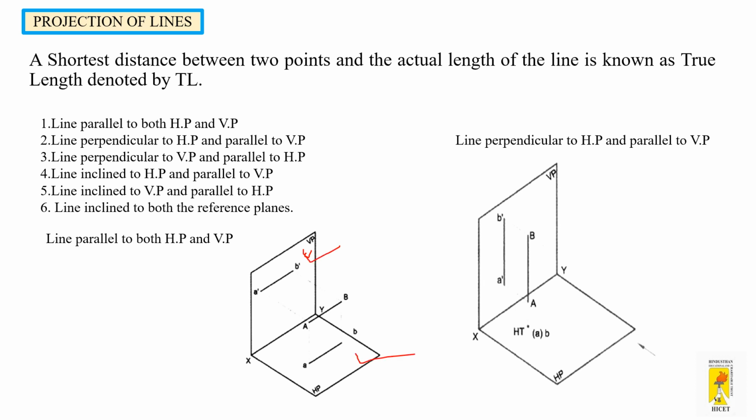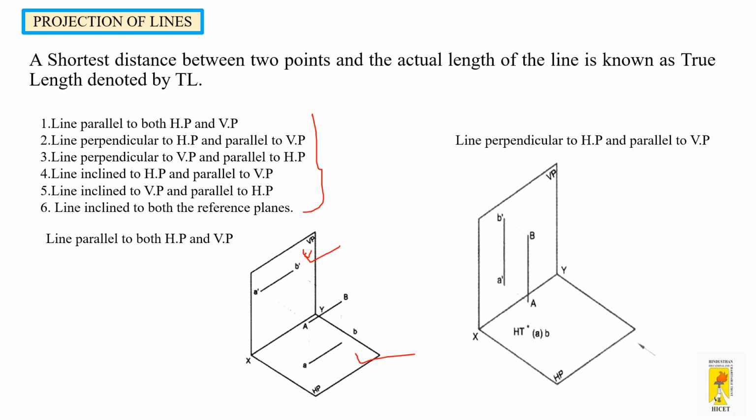Between these two planes, the lines are positioned in different ways: lines parallel to both the HP and VP, line perpendicular to HP and parallel to VP, line perpendicular to VP and parallel to HP, line inclined to HP and parallel to VP, line inclined to VP and parallel to HP, and line inclined to both the reference planes. So first of all, these are the six positionings of lines between VP and HP, as I said.